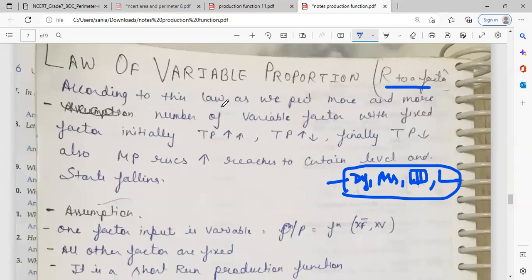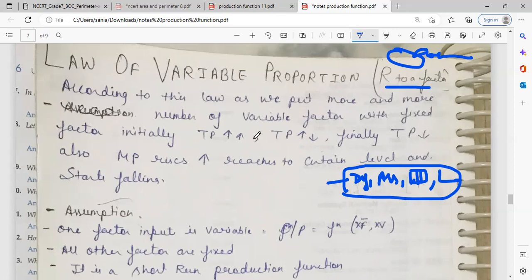According to this law, as we put more and more variable factor with fixed factor, for example, this is the marriage hall. This is fixed. You are adding people. Earlier there were 10, now it is 20, then 30. So what does it say? As we put more and more variable factor with fixed factor, TP, you don't know what TP is, just remember how TP behaves. First, TP increases at increasing rate. Then TP increases at diminishing rate, and finally TP falls.